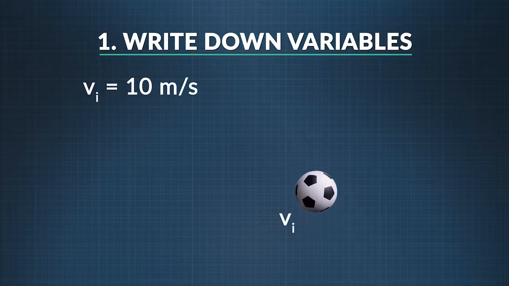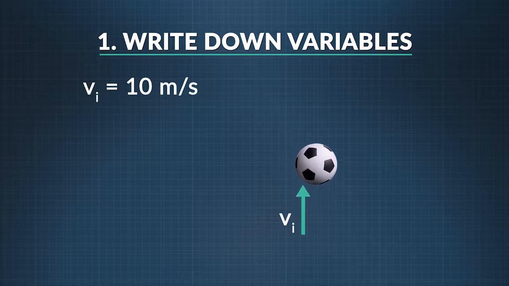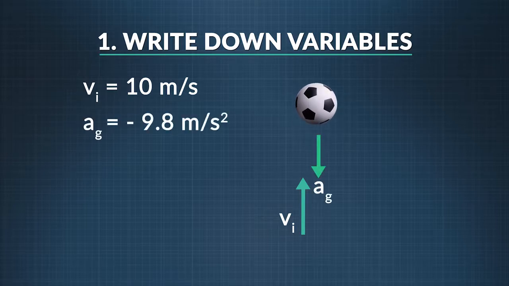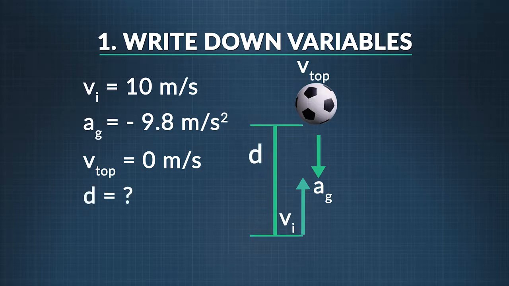But when the ball leaves my hand, it immediately starts to decelerate because it is only under the influence of the force of gravity. The ball's acceleration, a sub g, is negative 9.8 meters per second squared because when it is decelerating, its initial velocity and acceleration have opposite signs. We are slowing down in the positive direction. It decelerates until it reaches a velocity of 0 at its maximum height in its travel, and that's v sub top. We now have values for our initial velocity, final velocity, and acceleration. Our unknown is our maximum height, which we represent as d, displacement.